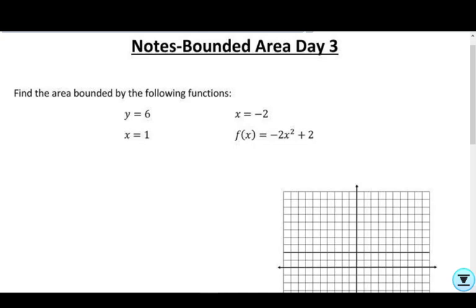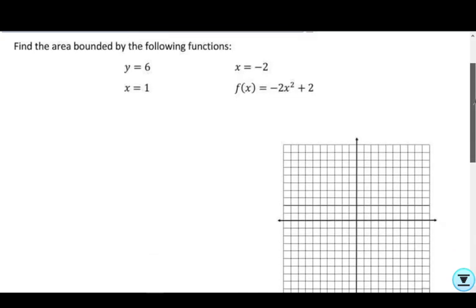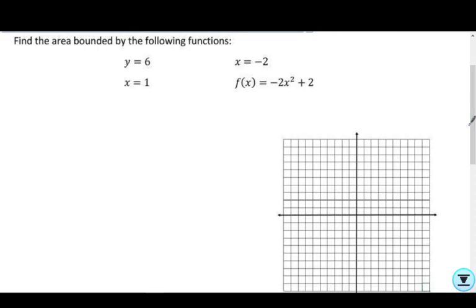When we talk about area between two curves, we're usually talking about where two curves intersect, creating an area, and that area is bounded by those two curves. But there's also area that is bounded by more than two functions. So this is bounded area, but not between just two curves; we actually have more than that.